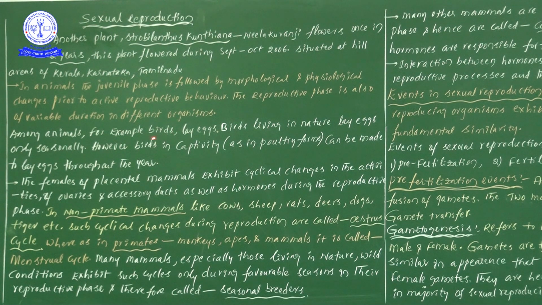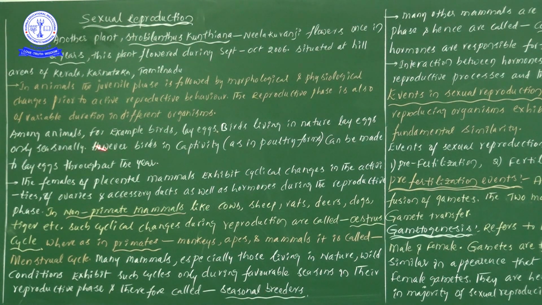Next one, among animals, one more important point I have given here. For example, take birds, which lay eggs. Among animals, only birds lay eggs. Now, the main important point we can discuss: birds living in nature, that is, not under the control or supervision of human beings, lay eggs only seasonally. Suppose you take a forest hen or a hen in nature, they definitely lay eggs only seasonally.